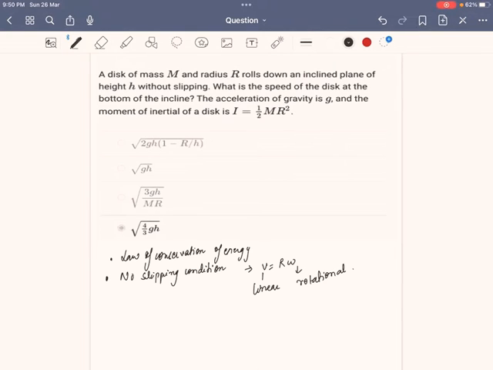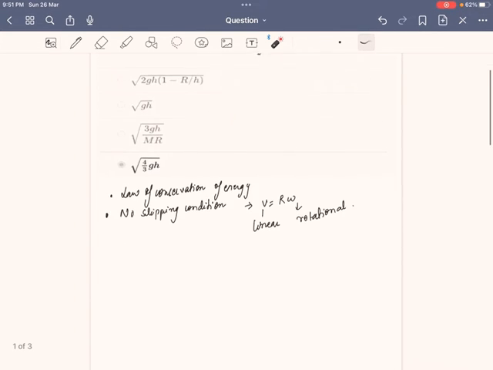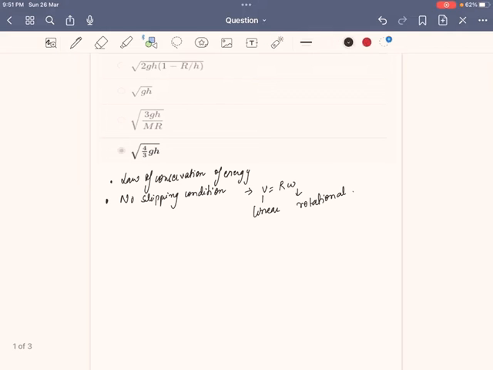So here in this question we have taken a disk whose mass is capital M, radius is capital R, and it is rolling down an inclined plane of height h without slipping. We have to figure out the speed of the disk at the bottom of the incline, and the acceleration due to gravity given to us is g, and the moment of inertia of the disk is half capital M capital R square. Now let's have a visual representation of this question.